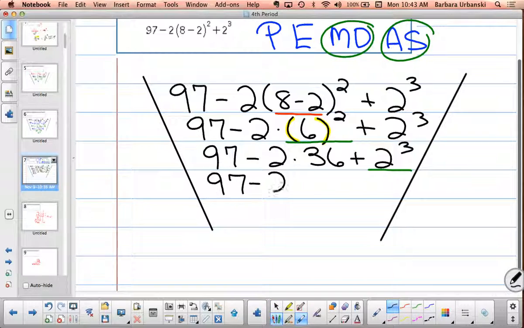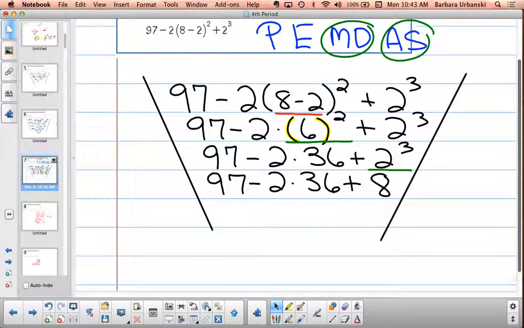97 minus 2 times 36 plus 2 multiplied by itself 3 times. 2 times 2 is 4. 4 times 2 is 8. And so I have 8. Again, order of operations. No parentheses, no exponents. Is there any multiplication or division? The answer is yes. Underline your multiplication.